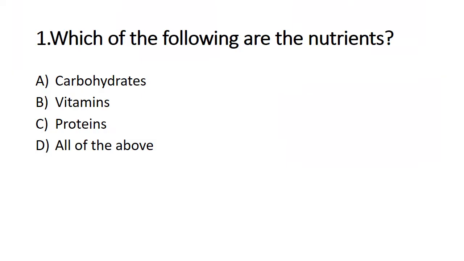So first question is, which of the following are the nutrients? A. Carbohydrates, B. Vitamins, C. Proteins, or D. All of the above? So, the correct answer is option D. All of the above. Carbohydrates, vitamins and proteins are all nutrients. So let's move on to the second question.